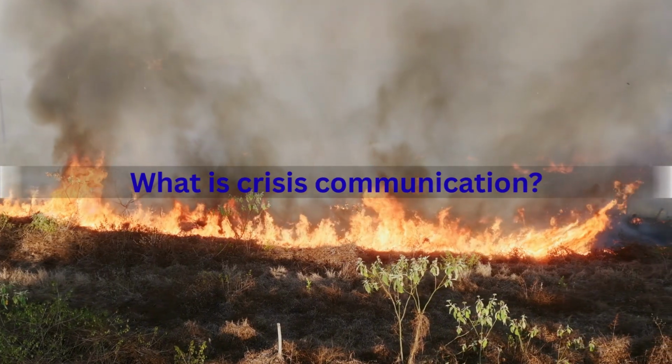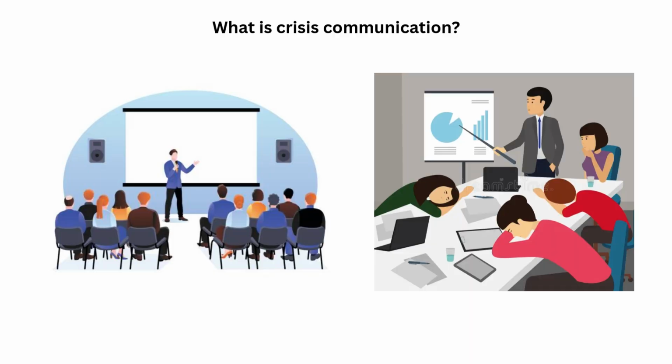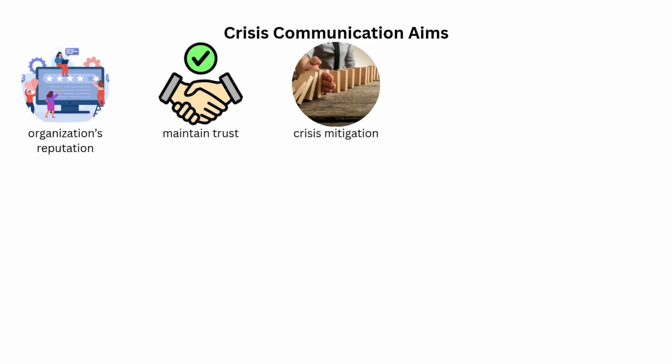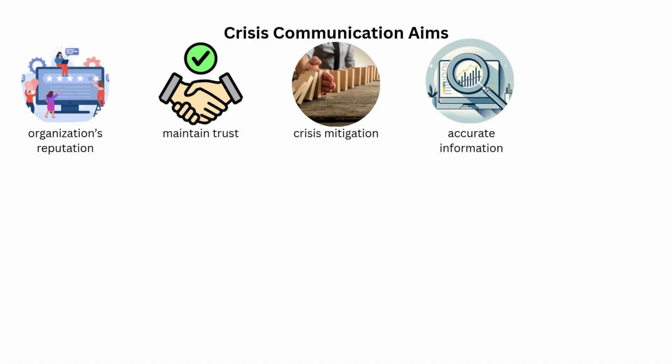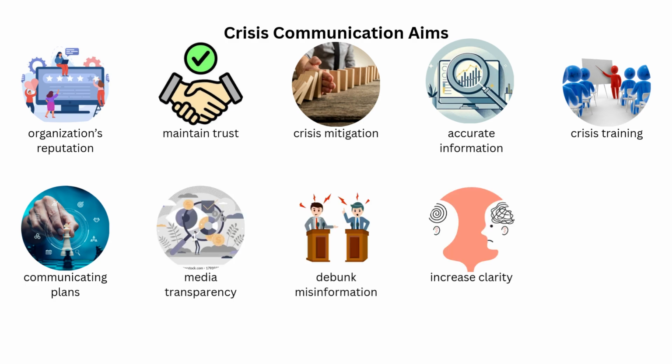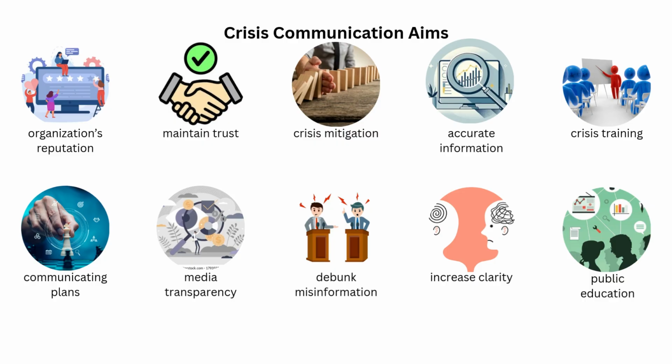So what is crisis communication? Crisis communication is a process incorporated into the strategic management of a crisis that is about to or currently being faced. It involves giving information related to the emergency situation towards specific groups or demographics that are affected by the crisis. The information being reported aims to protect an organization's reputation, maintain trust, minimize the crisis' negative impacts, provide accurate information, train crisis management professionals, communicate strategies, maintain transparency, debunk misinformation, reduce panic and confusion, educate the public, etc.